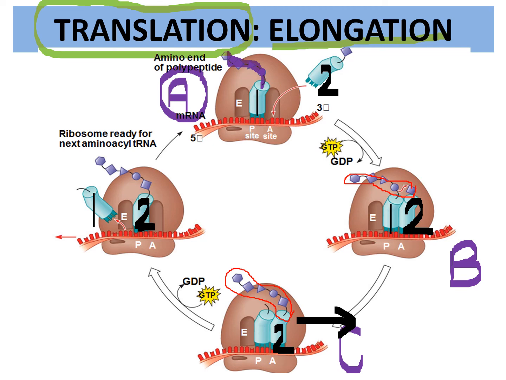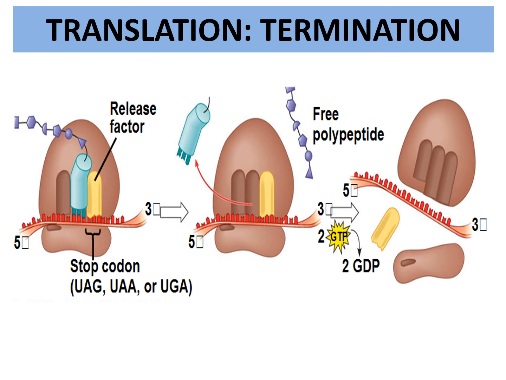However, we need to stop the process of translation, and that is where our next phase of translation comes into play. So now we've entered our last phase of translation, which is called termination. And the word termination means stop. So we have to bring the process of translation to a stop. And the process of termination begins when a stop codon reaches the A site within your ribosomal unit.